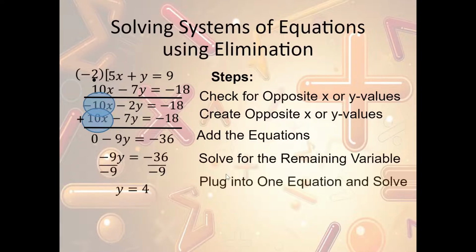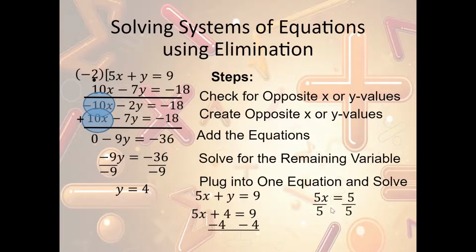Now I need to plug it into one of the equations to solve for the x value. So I'll use 5x plus y is equal to 9, and I'm going to plug 4 in for y. So now this says 5x plus 4 is equal to 9. Well, now I need to solve for x, so I'm going to subtract 4 from both sides, and I get 5x is equal to 9 minus 4 is 5. Divide both sides by 5, and I get x is equal to 1.